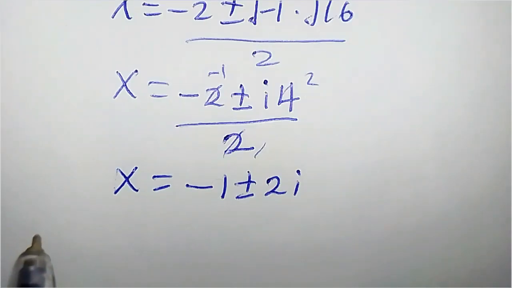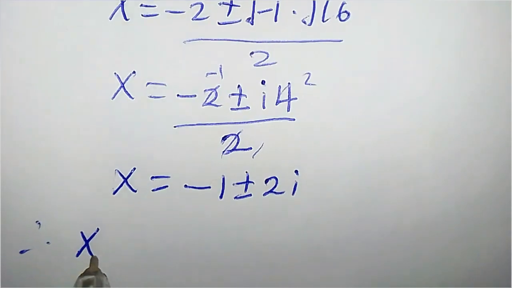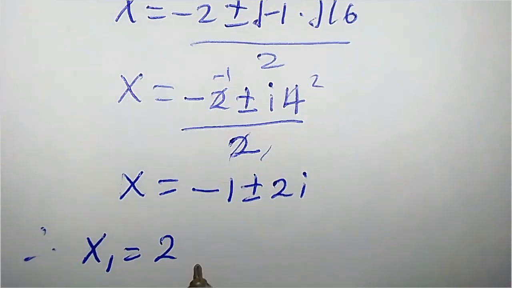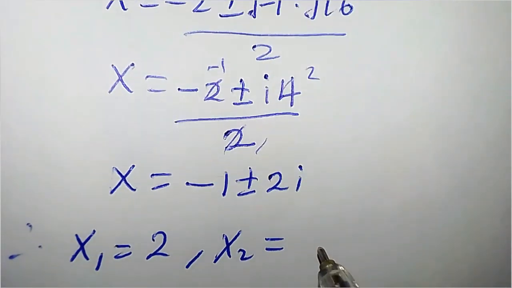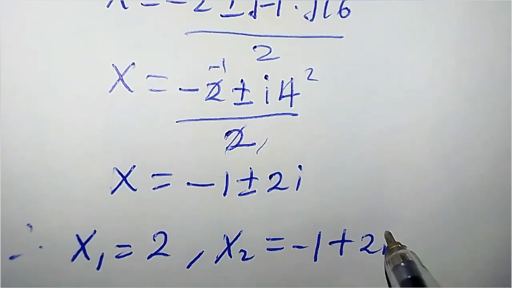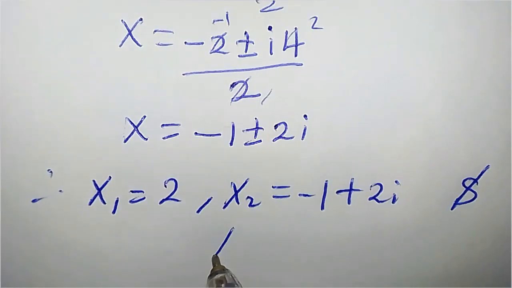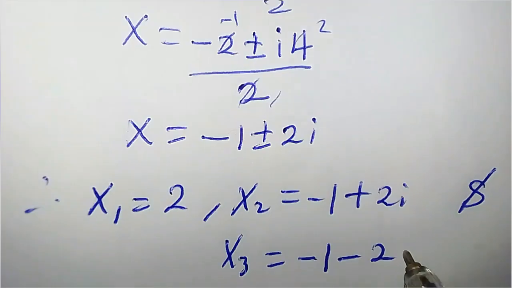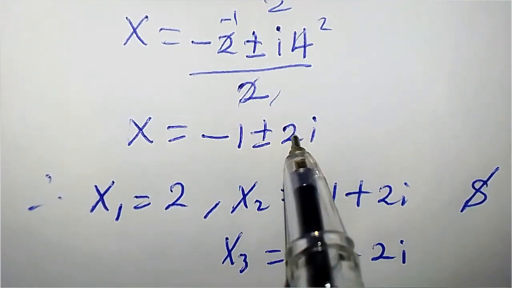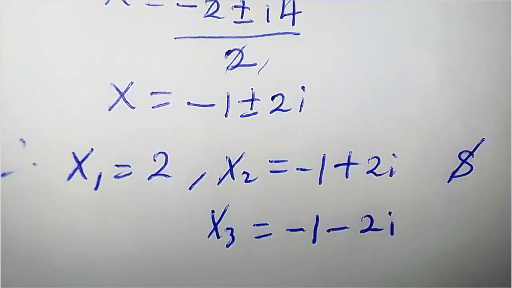We can now claim that the three solutions are x1 is equal to 2. From here, x2 is equal to what? x2 is equal to negative 1 plus 2i. And the third solution, which is x3, is equal to what? Negative 1 minus 2i. When you solve these values, these are the three solutions for this equation.